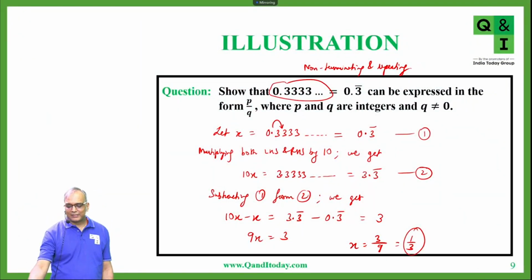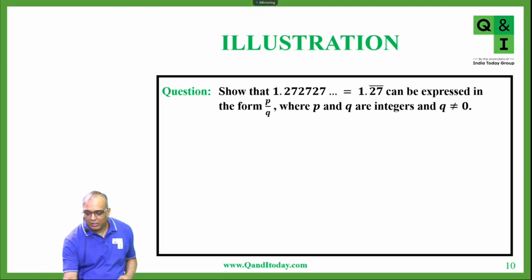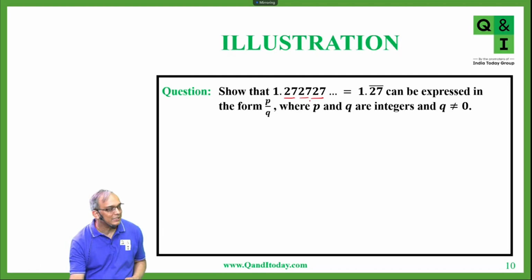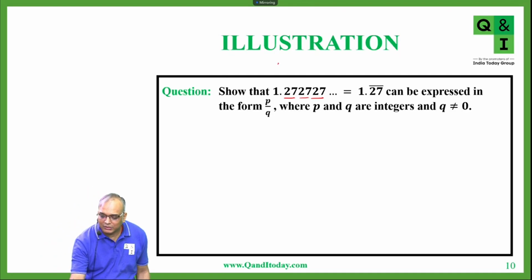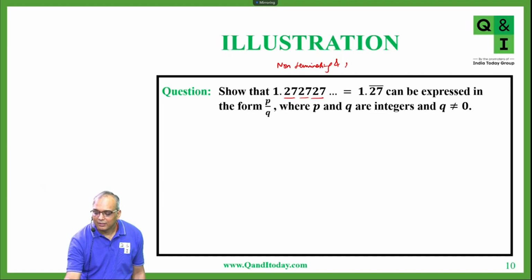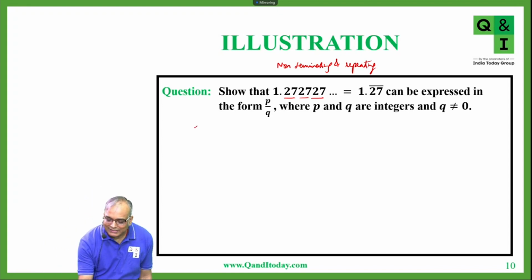Let's go to the next. Now, similar question, but the difference here is that there are two digits which are repeating. So show that 1.272727. So you can see that these two digits are repeating here, right? So you have a bar over 27. So this is again a non-terminating and repeating decimal, right? So to solve these questions, as we saw, we start with this step.